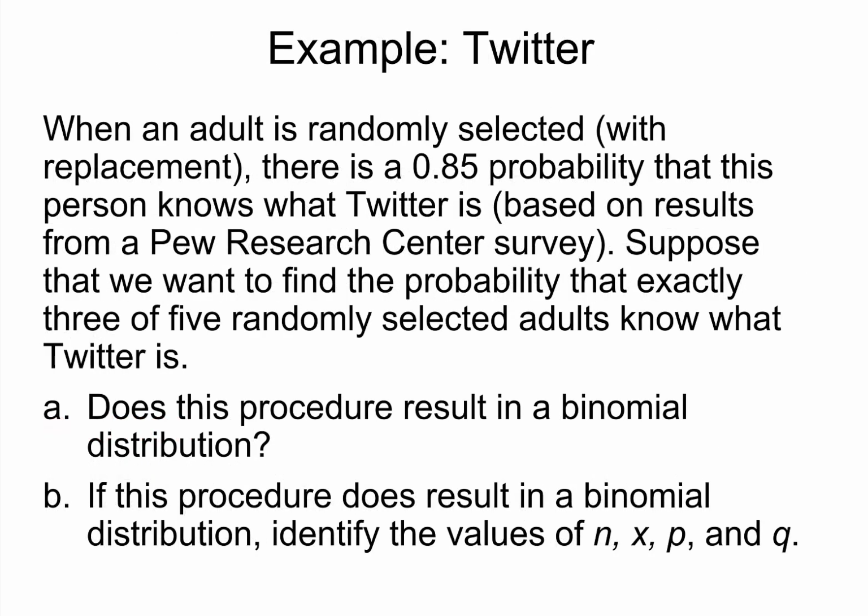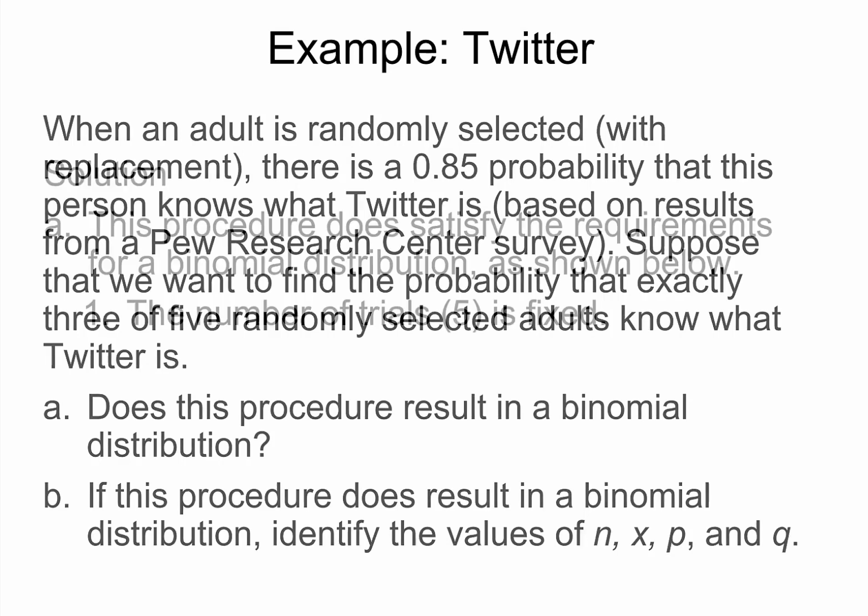So let's work an example. When an adult is randomly selected with replacement, there's a 0.85 probability this person knows what Twitter is, based on results from a Pew Research Center study. Suppose we want to find the probability that exactly 3 of 5 randomly selected subjects know what Twitter is. Does this procedure result in a binomial distribution? And if it does, then identify N, X, P, and Q.